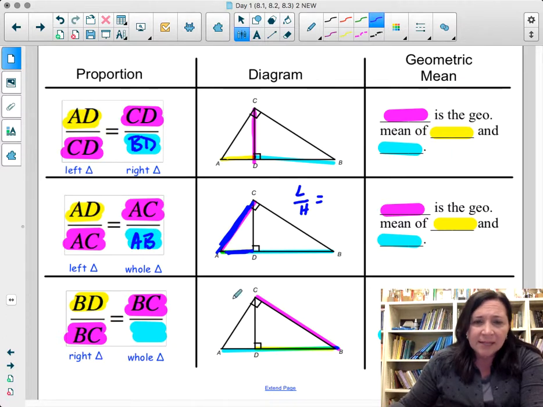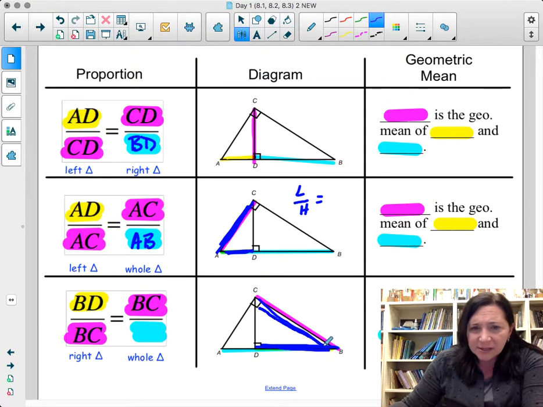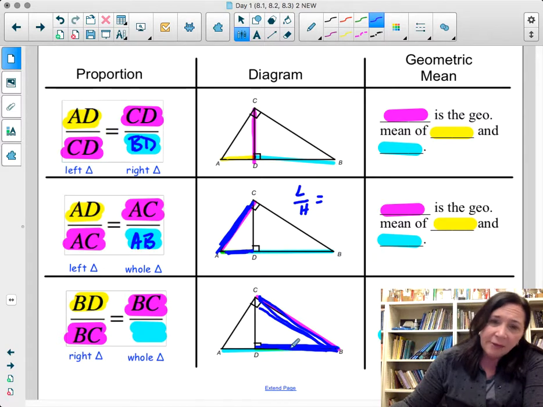And then lastly, you have BD. Where is that? BD. So here's BD. So that's a leg is to my hypotenuse, which is BC. All right. Leg is to hypotenuse as BC, which is a leg in my big triangle, is to my hypotenuse, and that's going to be AB.